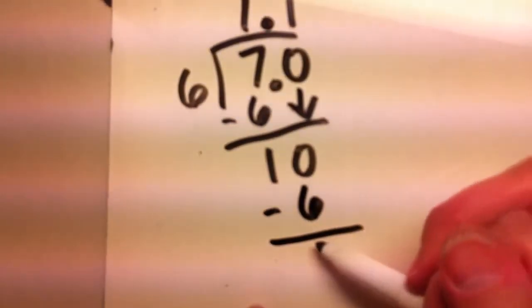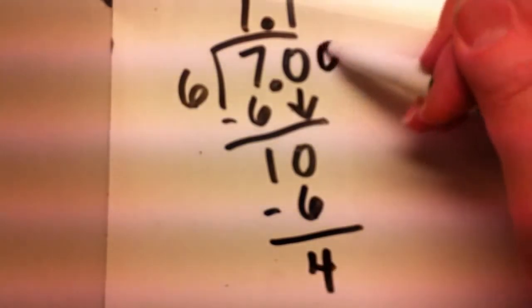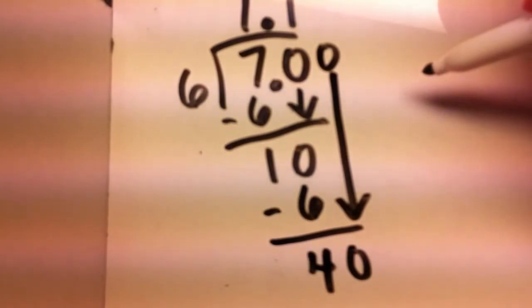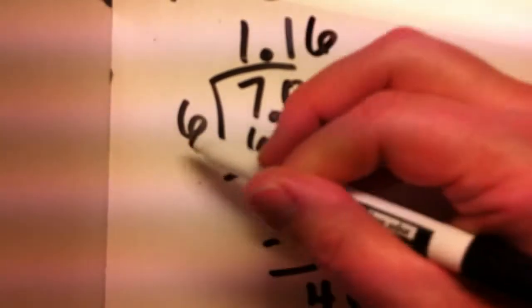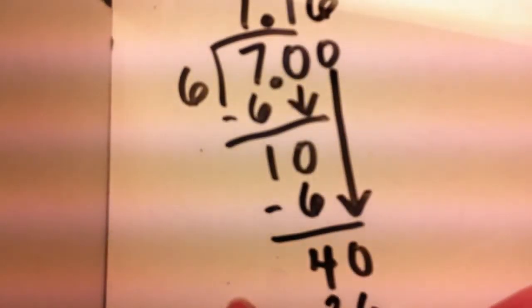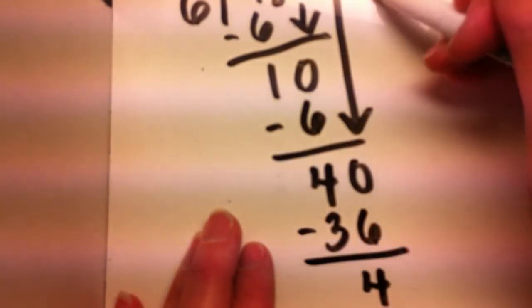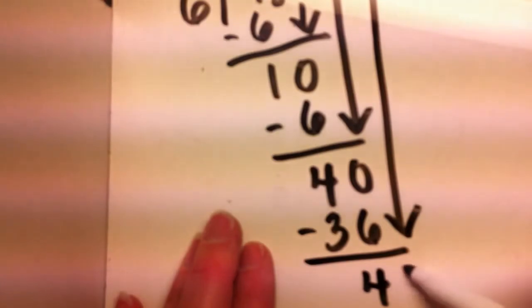Now 1 times 6 is 6. 10 minus 6 is 4. Place holding 0, bring it down. 6 goes into 40. 6 goes into 40 6 times. 6 times 6 is 36. 40 minus 36 is 4. Place holding 0, bring it down.